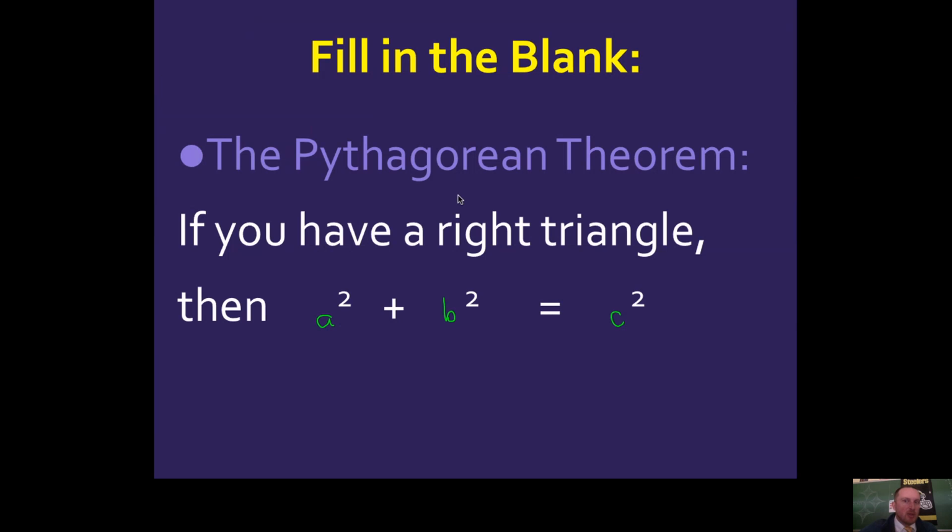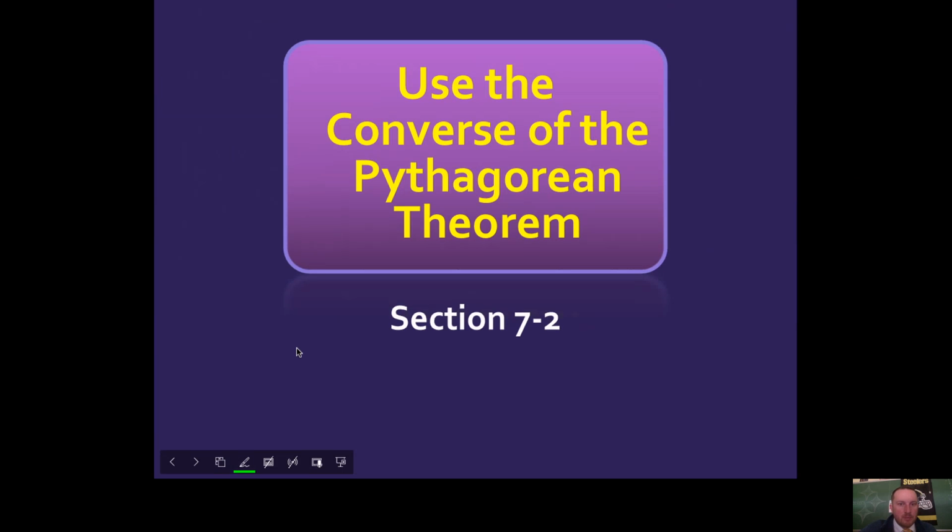So here's your Pythagorean theorem. If it's a right triangle, then this is true: A squared plus B squared equals C squared. The converse of that would be if this is true, then it's a right triangle. So that's how you're going to figure out if you have a right triangle or not. Using the converse of the Pythagorean theorem is what we're looking at here.